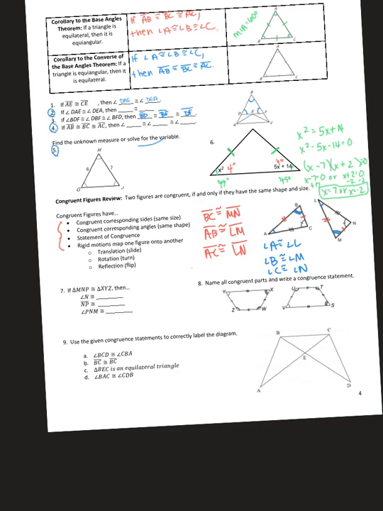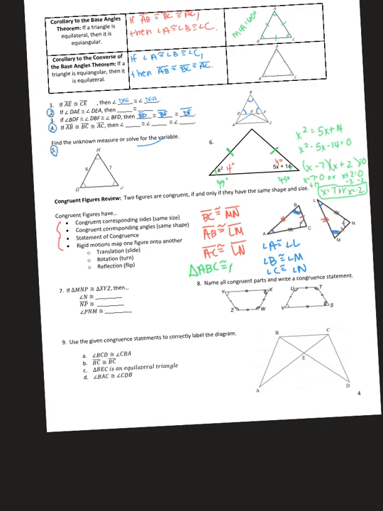So I'm going to start with triangle ABC. And we're going to say that this triangle is congruent to triangle LMN. And what's important about the order is that you have corresponding angles in the same order. So A corresponded to L, and B corresponded to M, and C corresponds to N. Okay, so this is called a congruence statement.